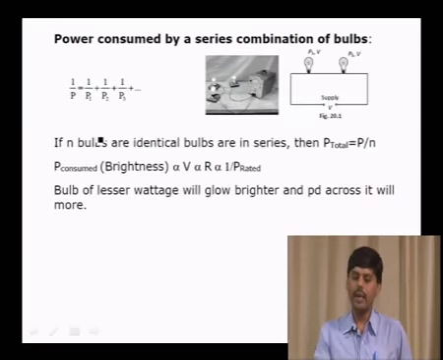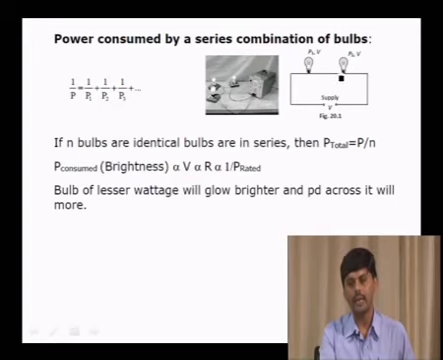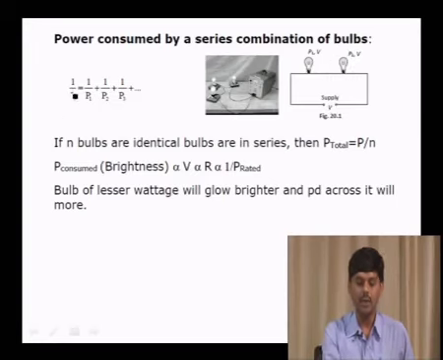Power consumed by a series combination of bulbs. When bulbs are connected in series, there are two different bulbs of equal voltage, for example 60 watt 220 volts and 40 watt 220 volts, connected in series to the supply. We calculate the power of this series combination: 1 by P is equal to 1 by P1 plus 1 by P2 plus 1 by P3, and so on. This is the total power for the series combination.